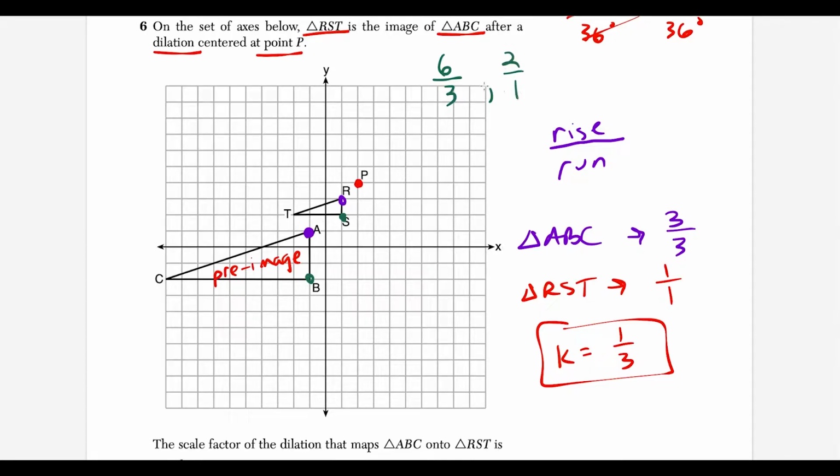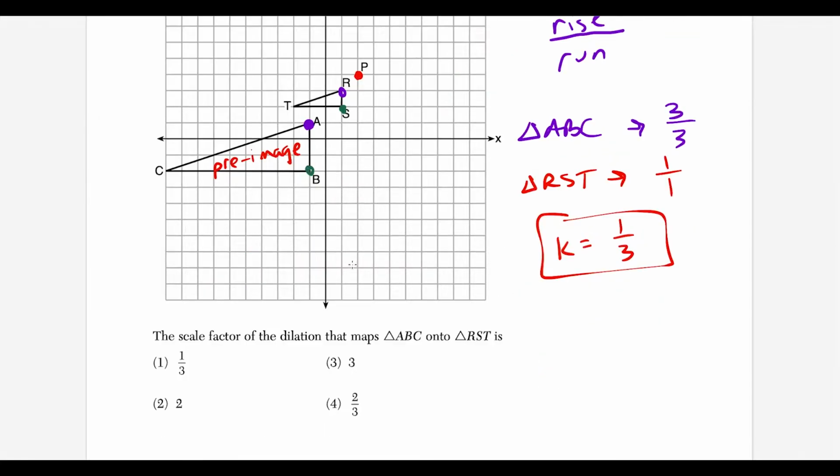So if you compare this, notice going up 6 versus up 2, 2 is a third of 6, and 1 is 1/3 of 3. So the scale factor of 1/3 is looking good. So 6 is going to match up with choice 1.